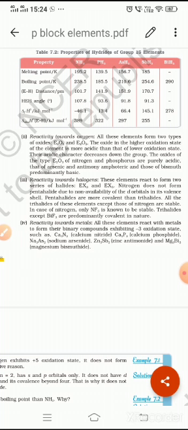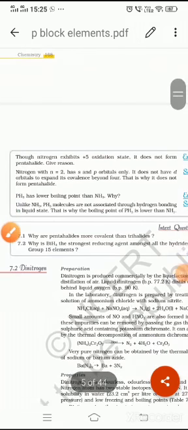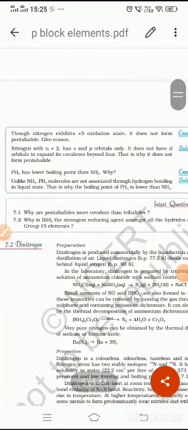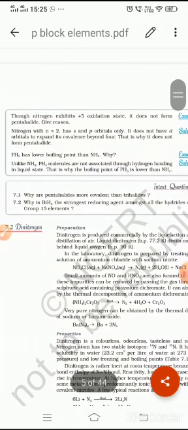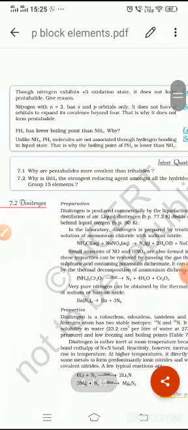So in -3 oxidation state, all group 15 elements form compounds with metals. Question: nitrogen exhibits +5 oxidation state, but it does not form any pentahalide. Reason: nitrogen has electrons in s and p orbitals only. It does not have any d orbital to expand its oxidation state. That is why it does not form pentahalides.